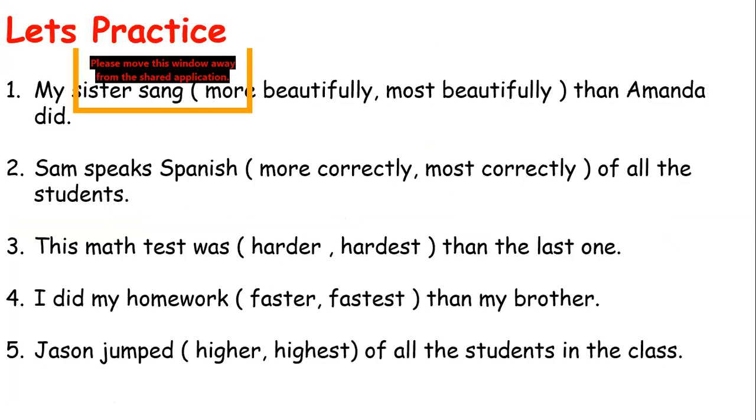Let's practice. Now, tell me what is the answer here. My sister sang more beautifully or most beautifully than Amanda did. We are comparing. Ahmed, I will open your microphone. Yes, Ahmed, here. My sister sang more beautifully or most beautifully than Amanda. Here we are comparing two or more than two? Two, right? My sister with Amanda. So what do I use, more or most? More. More, excellent, Ahmed. My sister sang more beautifully than Amanda.